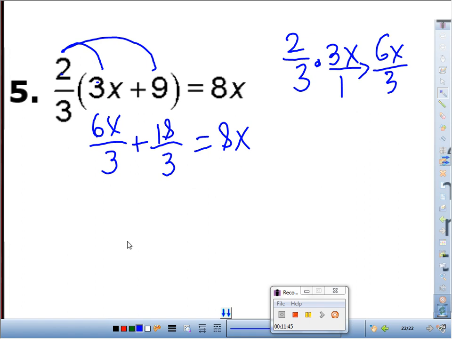So, let me simplify here. What is 6x divided by 3? 2x plus, what is 18 divided by 3? 6, and bring down the 8x. Do we know what to do from there?